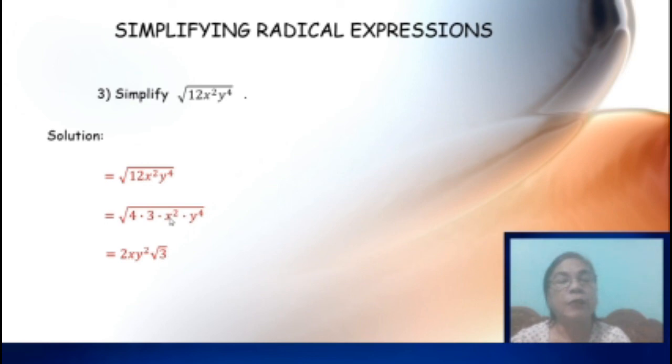What is the square root of x squared? 2 divided by 2 is 1. So we have there x raised to the first, or you need not write 1 there. And y to the fourth, 4 divided by 2 is 2. So y to the second. So our final answer, class, is 2xy raised to the second power square root of 3. That's now the simplified form of square root of 12x squared y to the fourth.